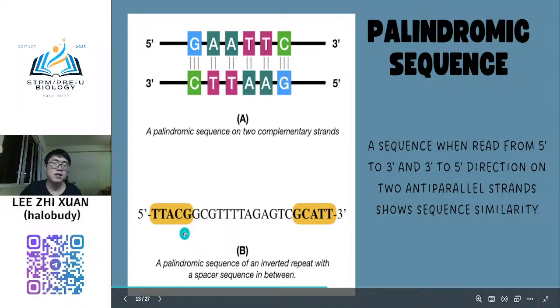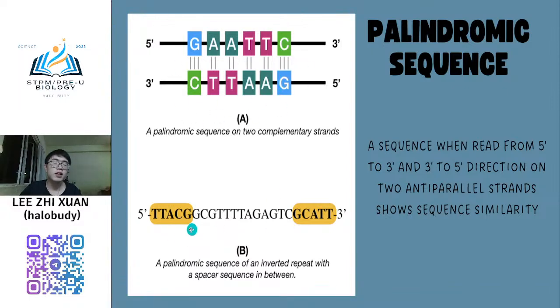If you see here it is also the same. These are the two complementary strands. In the single strand also the same, you see TTACG, and at the other end is TTACG. The nucleotide reading is the same. So this one we call a palindromic sequence.